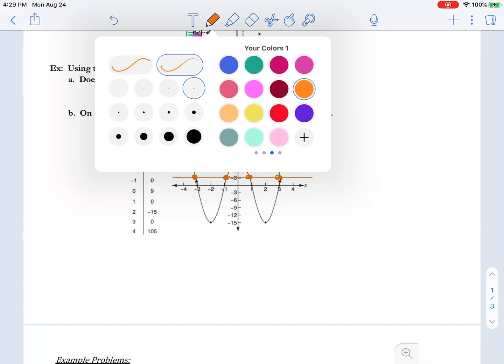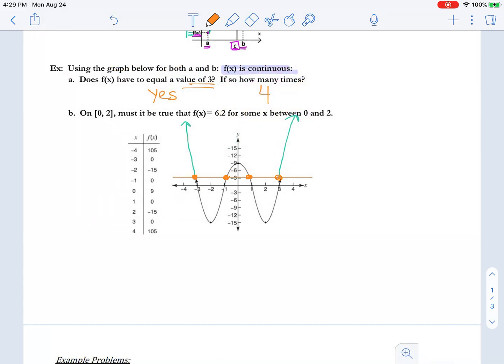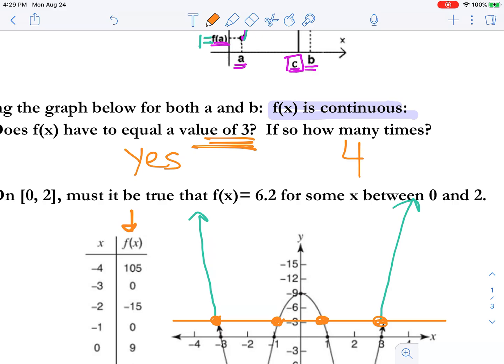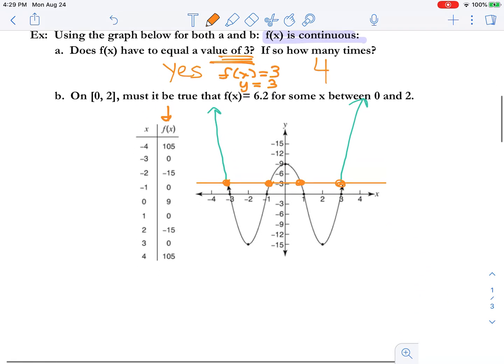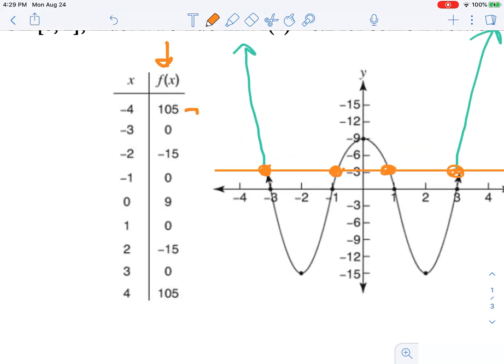Now, could I tell if I was not given a graph, because you're not always going to be given a graph? Would I be able to tell just given a table of values? Well, look at your y values. This is just saying f of x equals 3. F of x, which is just y, where does y equal 3 happen? Between 105 and 0, does 3 occur? Absolutely. 3 happens in between here.